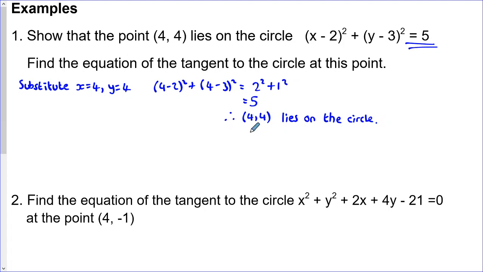Now that we know it's on the circle, we can find a tangent to it at that point. So in order to do that, we're going to need to find the centre of the circle so that we find the gradient from the centre to this point to then use the negative reciprocal. So I need to know the centre. Remember, the centre comes from the brackets. The centre for this circle must be at 2, 3.